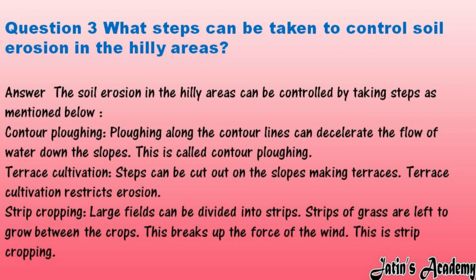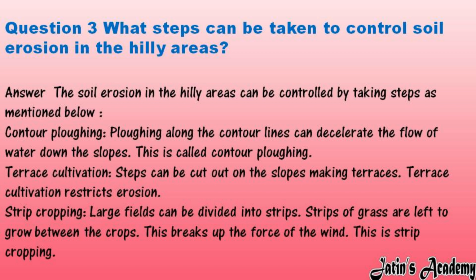Question 3. What steps can be taken to control soil erosion in the hilly areas? Answer. The soil erosion in the hilly areas can be controlled by taking steps as mentioned below. Contour plowing. Plowing along the contour lines can decelerate the flow of water down the slopes. This is called contour plowing. Terrace cultivation. Steps can be cut out on the slopes, making terraces. Terrace cultivation restricts erosion.